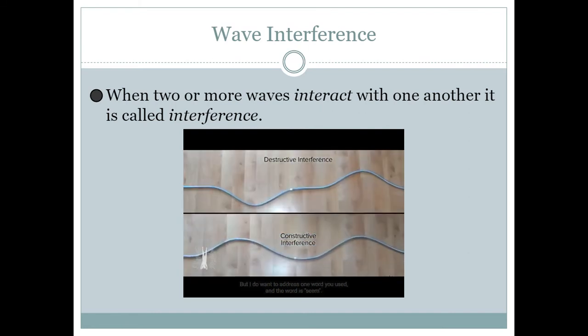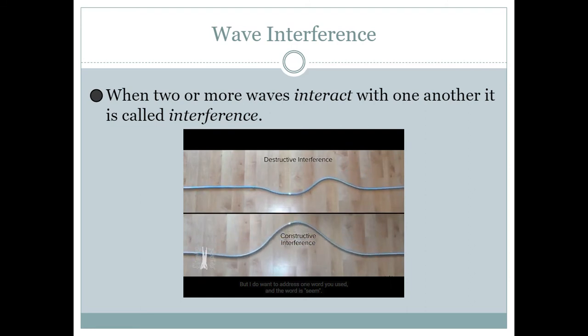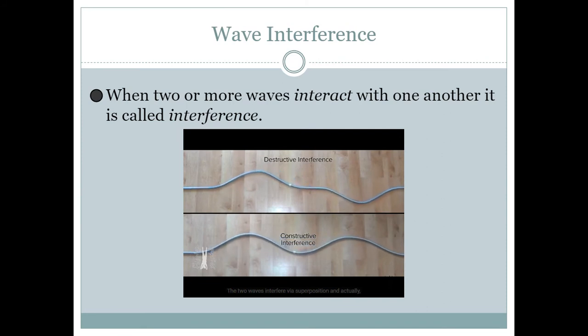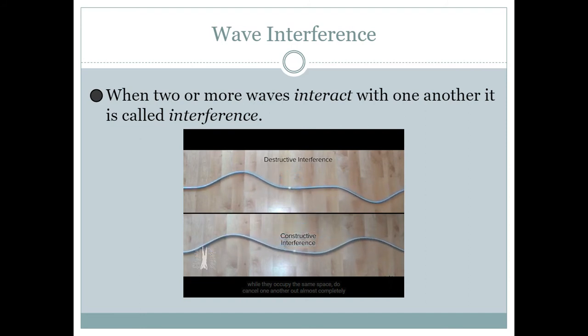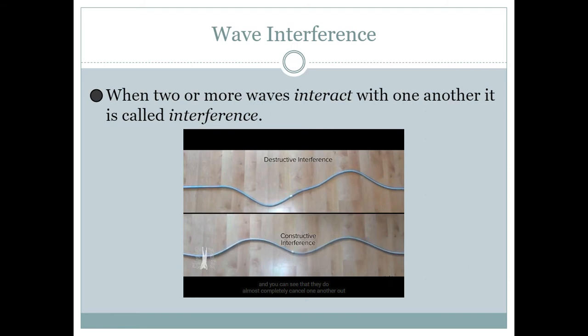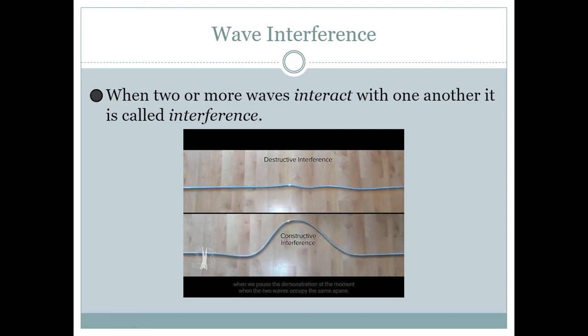But I do want to address one word you used, and the word is seem. You said the two waves seem to cancel one another out. They do not just seem to cancel one another out. The two waves interfere via superposition, and actually, while they occupy the same space, do cancel one another out almost completely. And you can see that they do almost completely cancel one another out when we pause the demonstration at the moment when the two waves occupy the same space. You can see we very nearly have what is called total destructive interference.